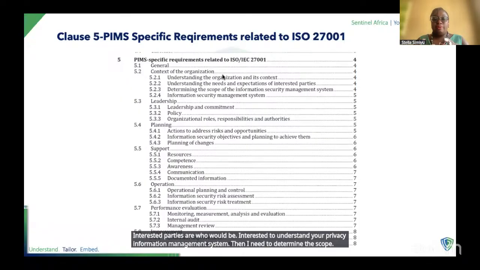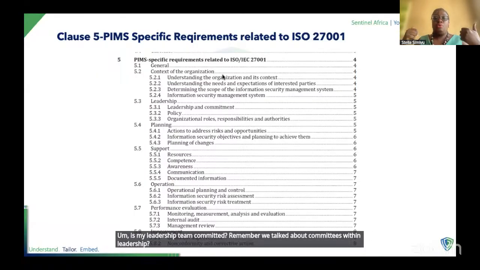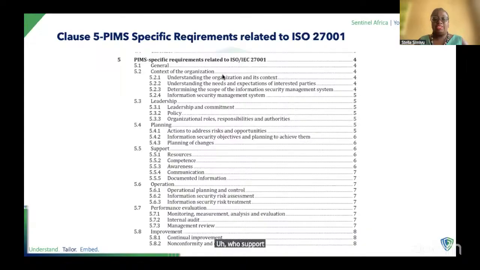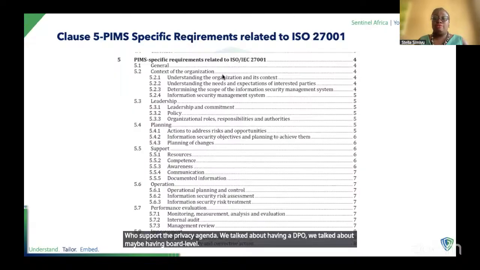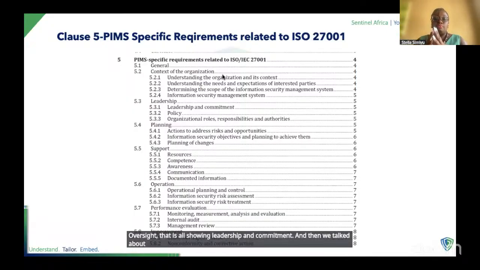Then I go to 5.3 and it tells me again to extend the requirements of ISO 27001. So is my leadership team committed? Remember, we talked about committees within leadership who support the privacy agenda. We talked about having a DPO. We talked about maybe having board level oversight. That is all showing leadership and commitment. And then we talked about having a privacy policy that we'll discuss.